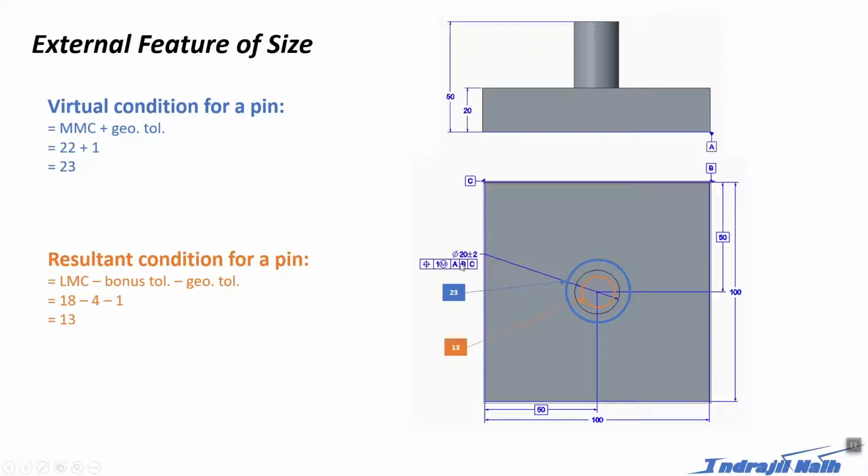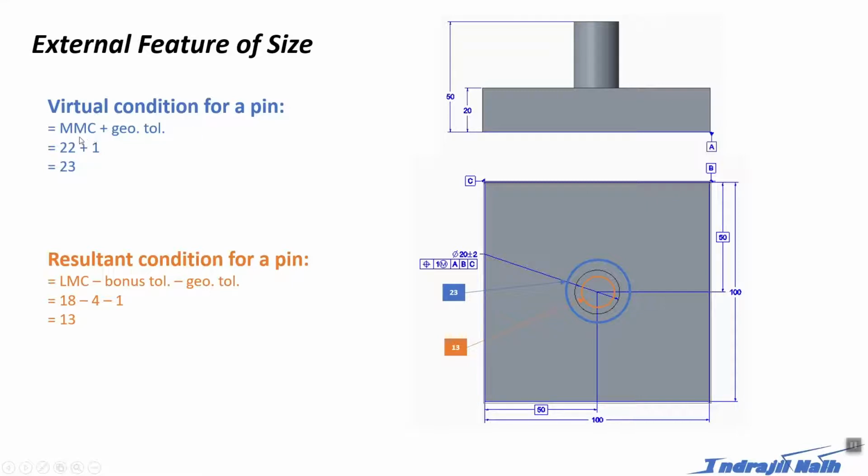In that way you can determine whether it is a maximum material condition or a least material condition. Least material condition will be 18, because at that time the pin will be smaller, and the part will have the least amount of weight or material in it. Simple as that. So let's take the virtual condition for a pin.